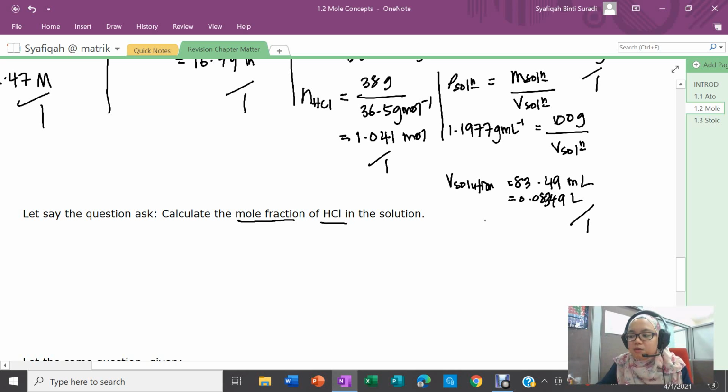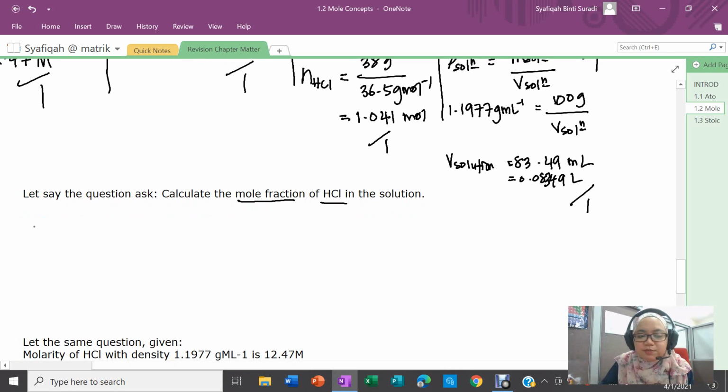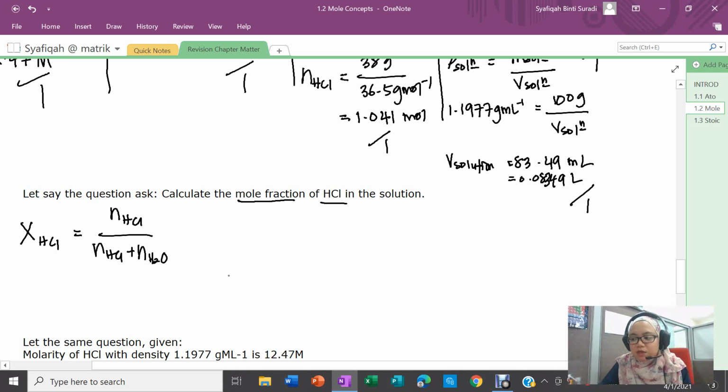So, nak calculate mole fraction. Macam mana nak calculate mole fraction? So, awak tahu dia punya formula dia. So, mole fraction HCl sama dengan number of mole of HCl divide dengan total mole kan. Number mole of HCl plus mole of water. Okay. Mole of HCl, you dah tahu tadi, dah cari kat atas tadi. 1.041 mole. Okay, sekarang akan cari mole of water.